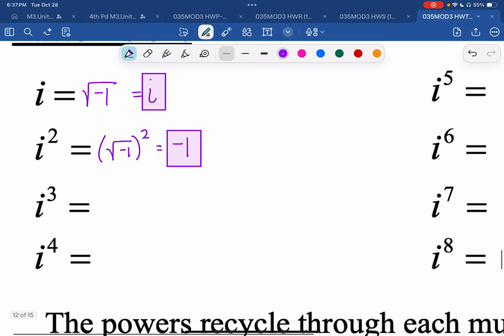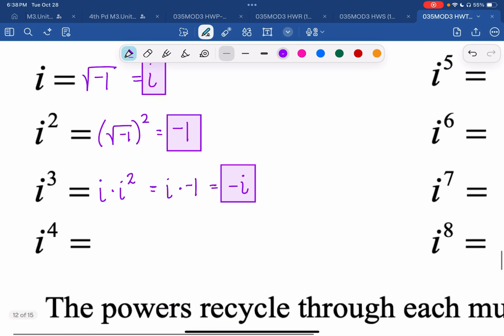In i to the third, I could rewrite that as i times i squared. That's equal to i to the third because we can add those exponents. I'm going to keep i, but i squared I know is negative 1. So that would then simplify to negative i. So i to the third power is the same thing as negative i. What about i to the fourth?